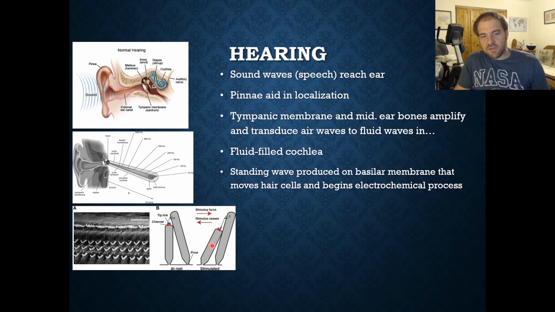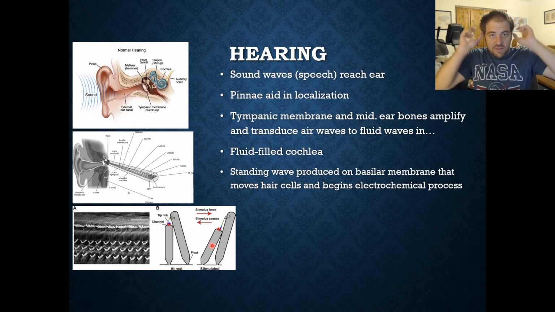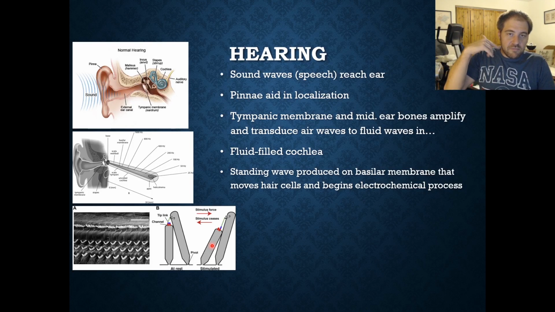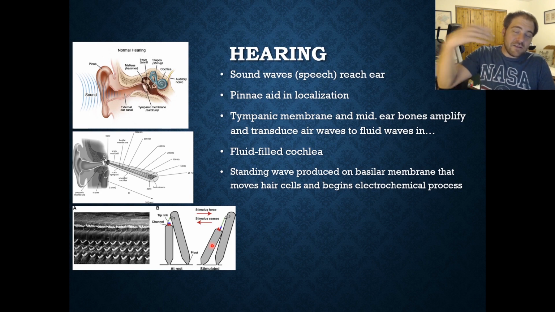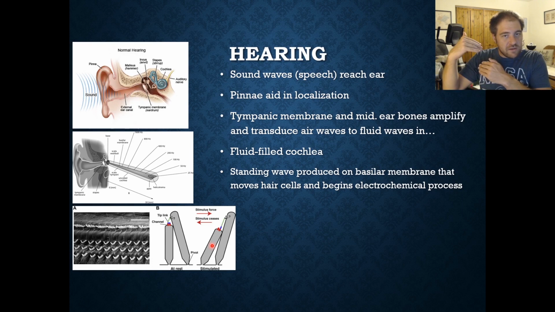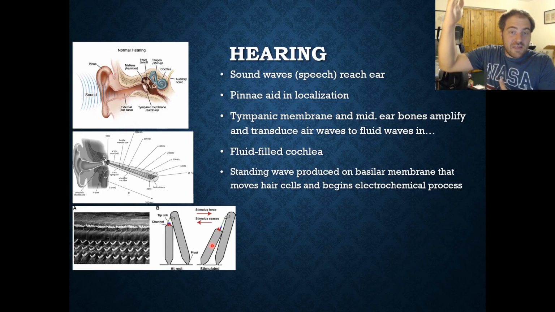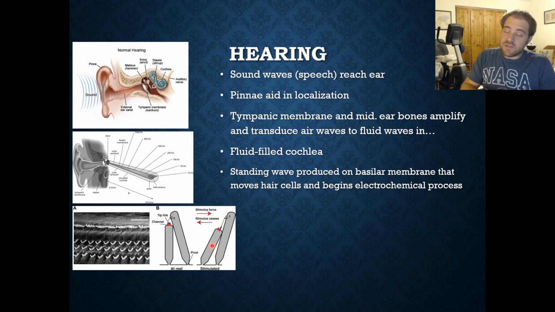Hearing, which we'll talk about later. Again, sound waves reach the ear. The pinna aids in localization, finding where the sound actually is in space. The tympanic membrane will actually amplify and dampen the waves that travel through the air. So it can amplify a quiet sound up to 17 times. So it'll take a very quiet sound, amplify it 17 times so you can hear it. If it's a loud sound, it can tense up and not allow that to get into the inner ear as much as it would otherwise. So it does a little bit of both.